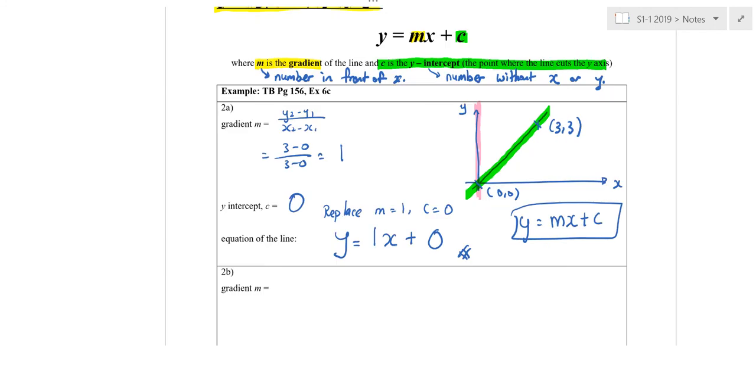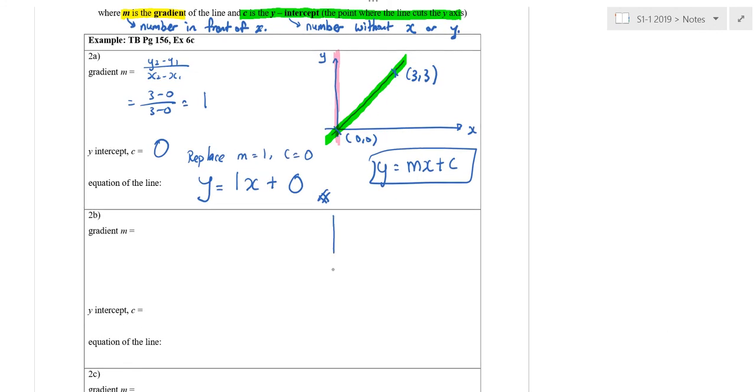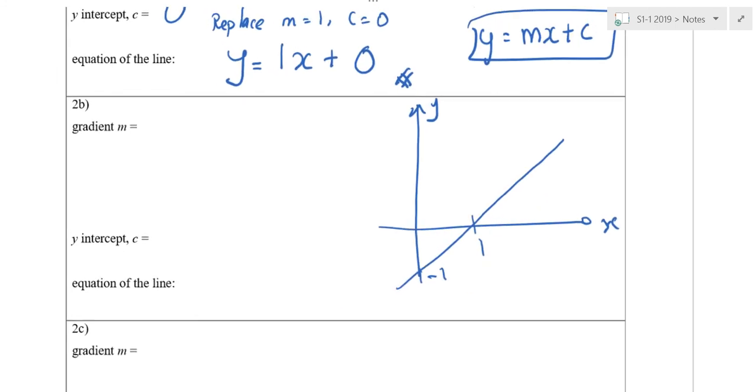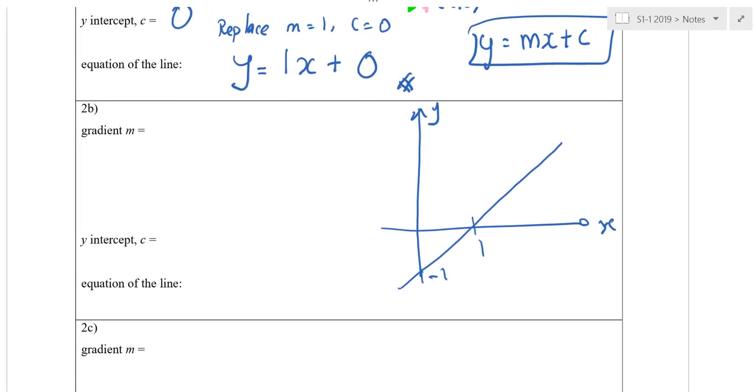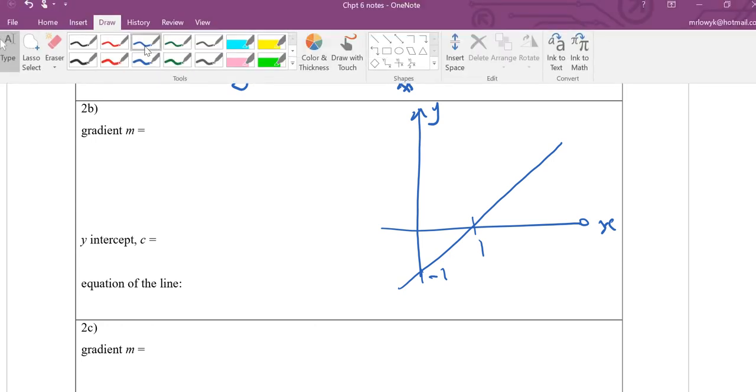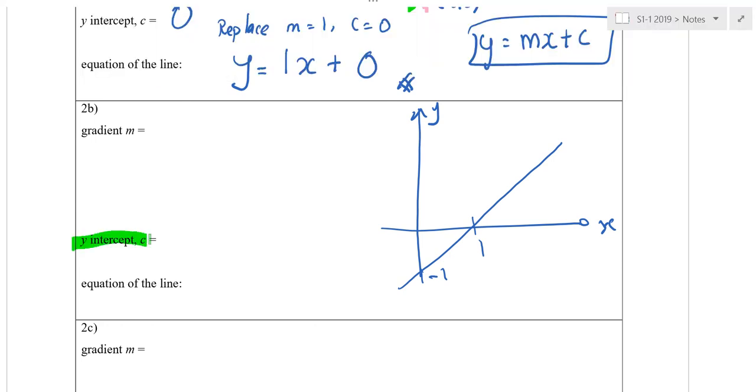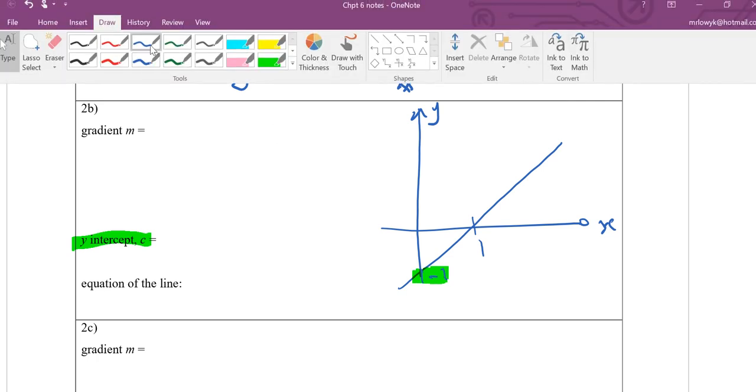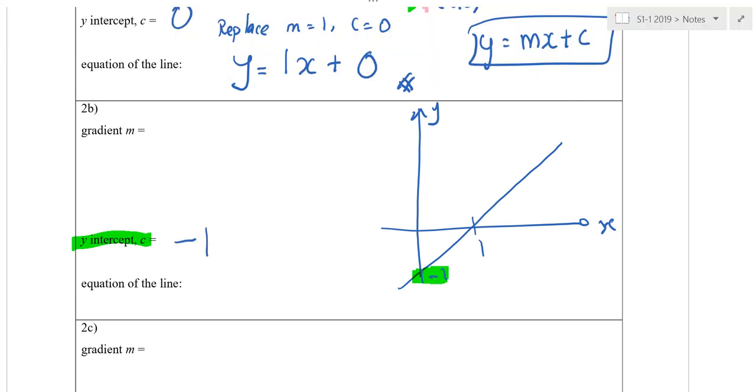Let's start with question 2b. Let's go. So the very obvious one, the y-intercept is at this point, right? So the answer is -1, just like that. Oh, easy. Like that 1 mark already.